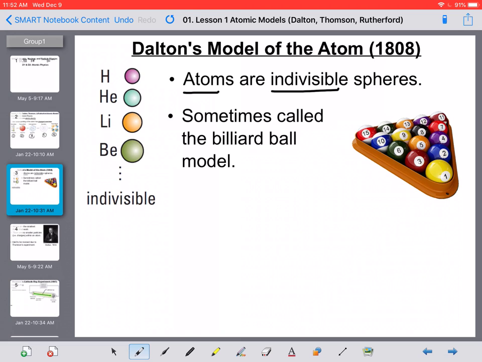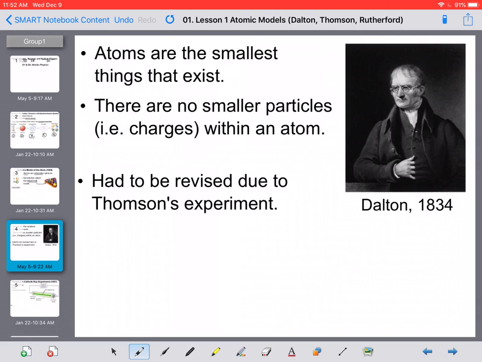This was sometimes called the billiard ball model because Dalton pictured an atom as if it was a billiard ball. When Dalton said that atoms are indivisible, what he really meant is that he thought atoms are the smallest things that exist. So according to Dalton, there are no smaller particles within an atom, like charges. Of course, today we know that that's not true. We know that atoms are made up of electrons and protons and neutrons, but at Dalton's time that was not known yet. So in the Dalton model of the atom, very important, there are no charges involved.